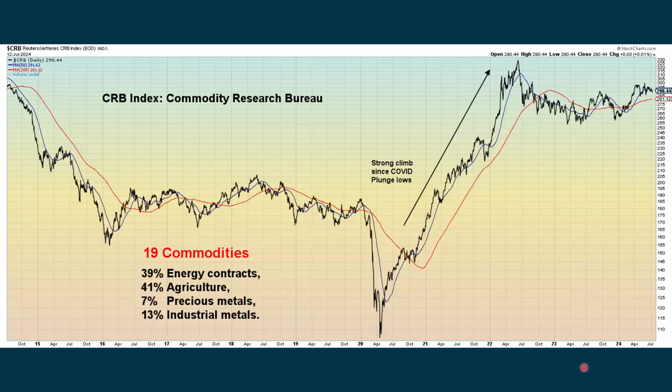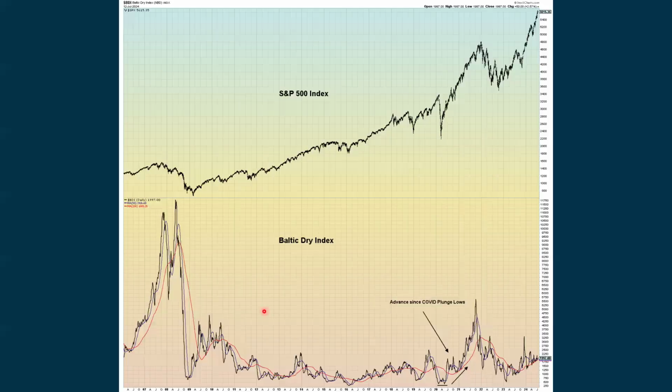Then we have a daily chart of the CRB index where it's been chopping sideways over the last number of months, but it's still in an uptrend. And here's a breakdown of what's inside of the CRB index. And we look at the Baltic Dry Index, something else that we look at from an inflation perspective. When this is going up, that means it typically costs more to ship products, specifically in the Baltics. And this is still in an uptrend, but it's really been chopping more or less sideways as it forms kind of a triangle pattern lately.